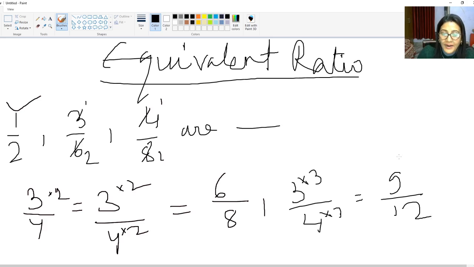We have to multiply the numerator and denominator of this fraction, or this ratio, with the same number to get the corresponding equivalent fraction. So equivalent fraction, or you can say equivalent ratio.